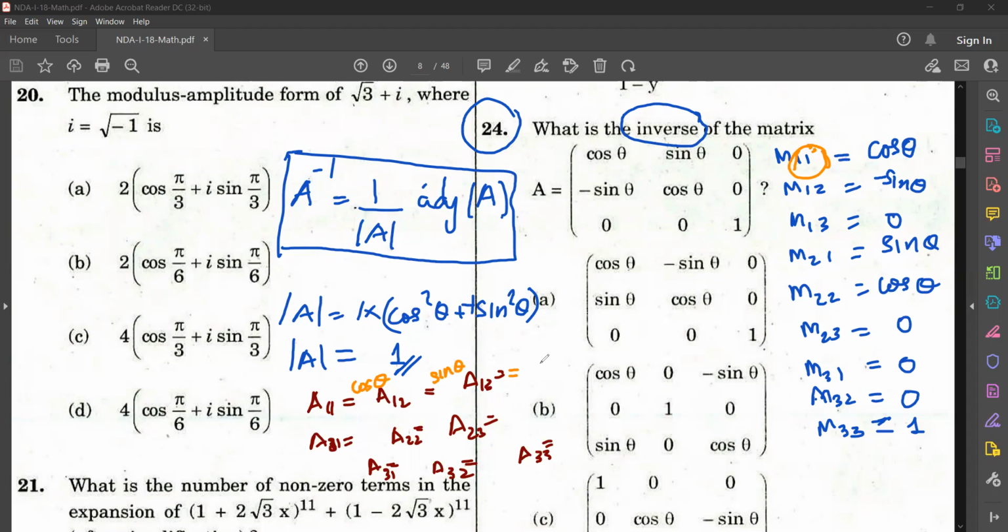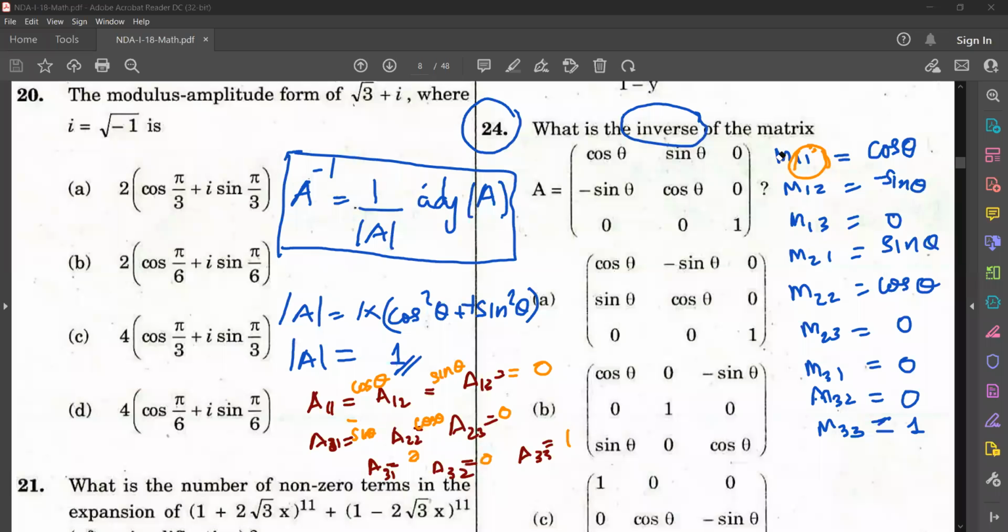Then A13, that is 0. So you can keep that 0. Then A21, 2 plus 1, 3, so change the sign. Minus sin theta. A22, cos theta. Copy that there. A23, 0, 0, 0. A33, that is 1. You can copy that because 3 plus 3, 6 is even. So we got the cofactors.